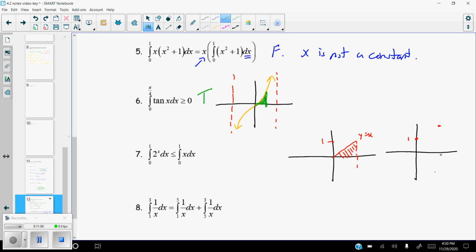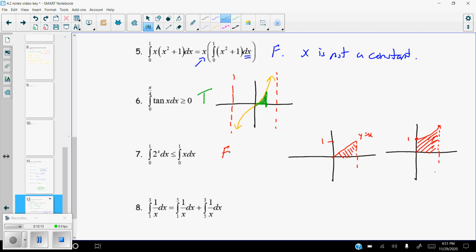And it's not linear. We know it curves because it's an exponential, but you should visually be able to see that 2 to the x actually has more area than x does from 0 to 1. So this would be a false statement.